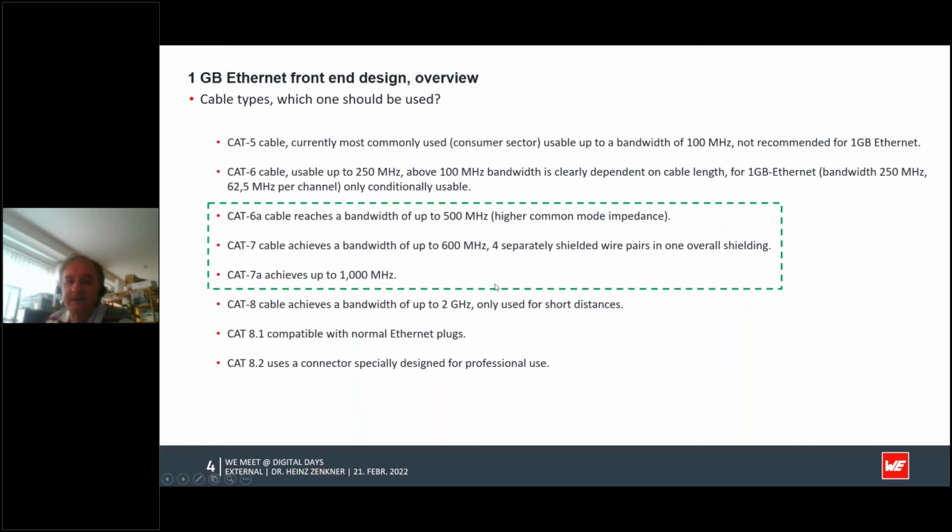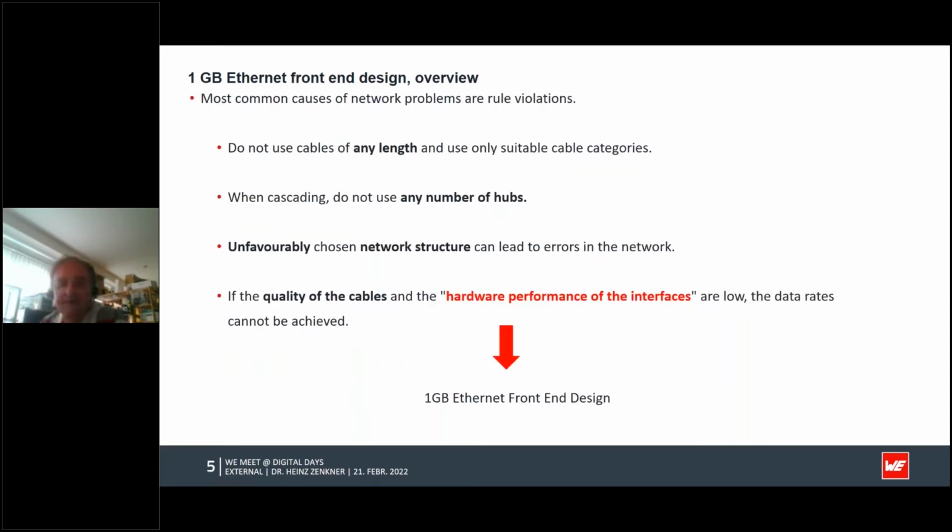But there's also something difficult if you consider this, because you can't use any length of these cables. Depending on the quality, you have an attenuation, and we have, as we will see, something like a differential to common mode conversion also inside that cable, so that you again have the data speed reduction. And when cascading the hubs, you shouldn't use any number of hubs. I have seen really crazy configurations already.